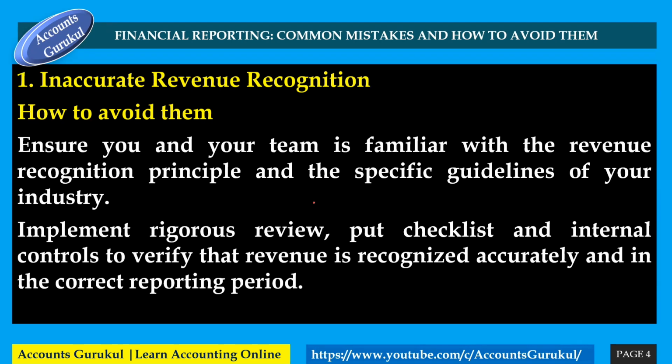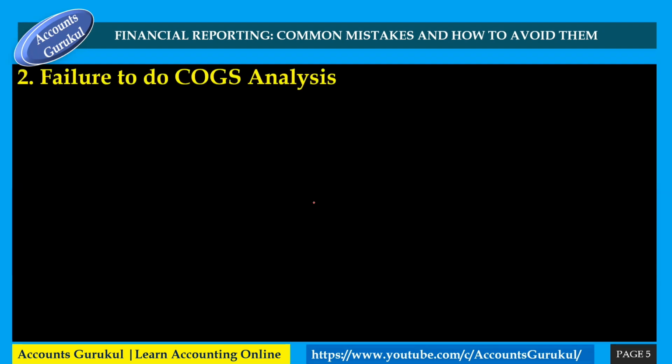Inaccurate revenue recognition is the first point, a common mistake. Next is the failure to do COGS analysis. I observe that most entities with a turnover of around 50-60 crores or less than 100 crores never do an in-depth COGS analysis. They just ensure, roughly, how much gross margin we have: 10 to 15%, or 15 to 20%, or 20 to 30%.